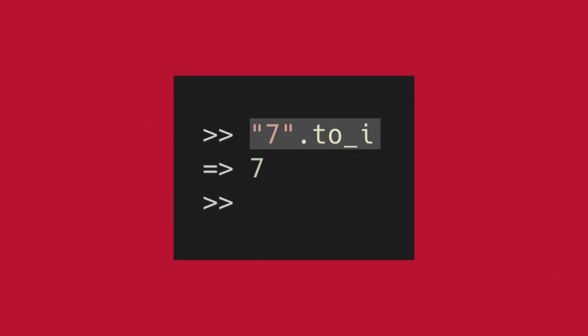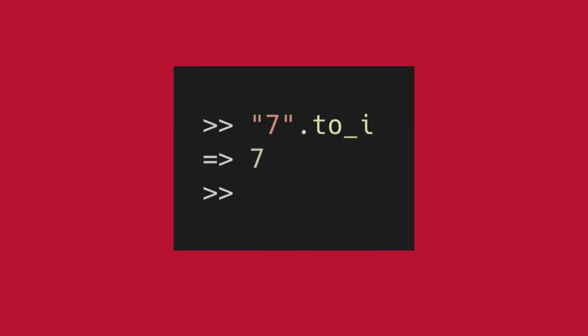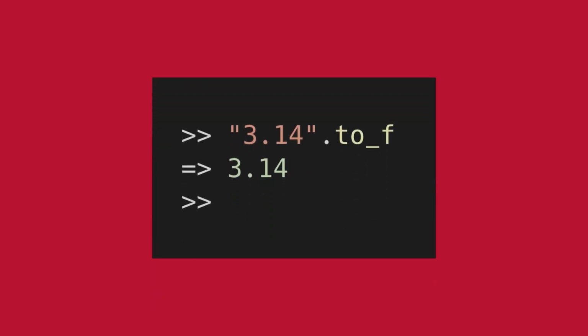Now, what if we wanted to convert a string to a number? There is a very similar method called toI, or toInteger. And you can see in this example, we have 7 inside of a string, and by calling toI on it, we'll print 7 as an integer in the console. If we want to go from a string to a floating point number, we will use the toF method.